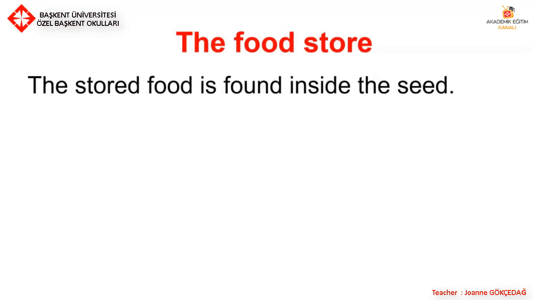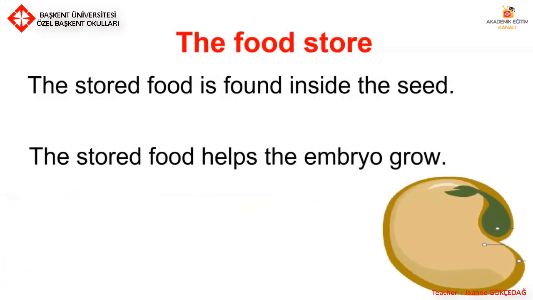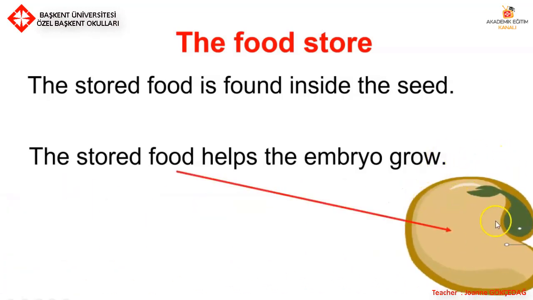The next part, the food store. Well, if you think about a baby, the baby gets the food from its mum. The same thing as a seed. The stored food is found inside the seed. It helps the embryo grow. Here, of course, is the food store. And all the food it needs to germinate will be inside the seed.